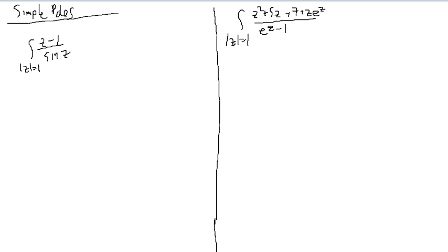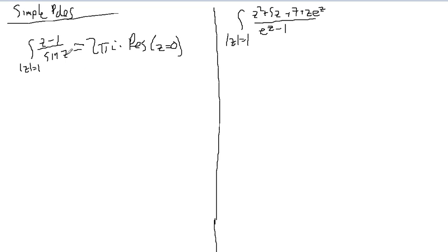I'm here to give you two quick examples on how to use the method of simple poles to figure out the residue of two integrands, so we can use that to solve the integral. As always, this is equal to 2 pi i times the residue at z equals 0.